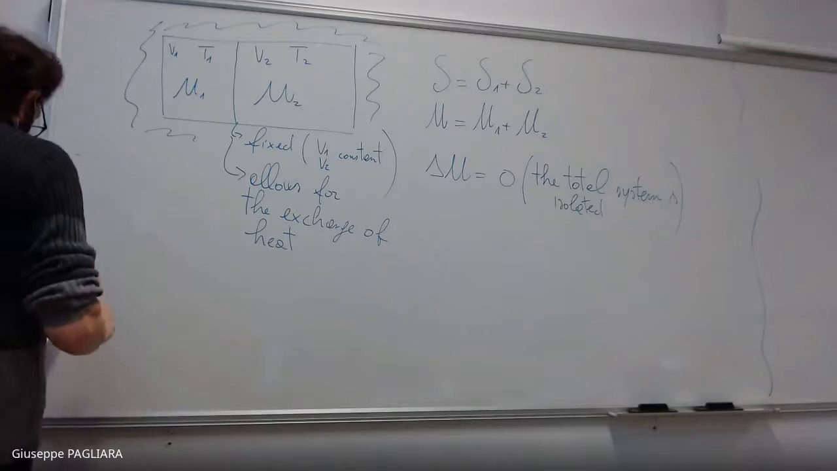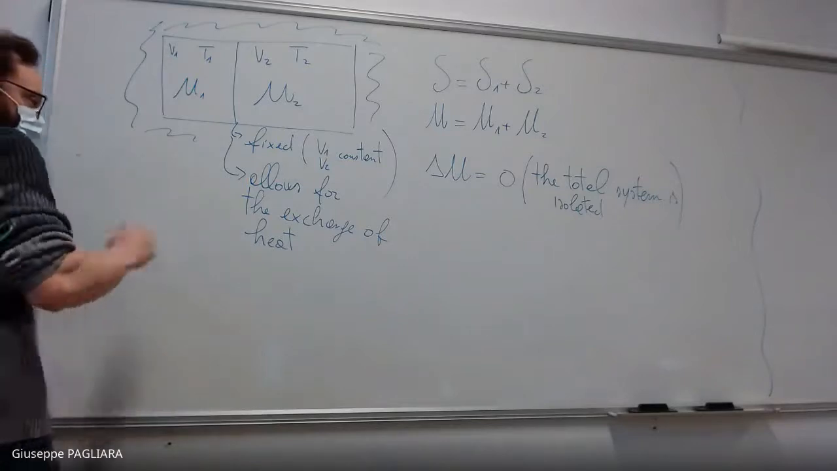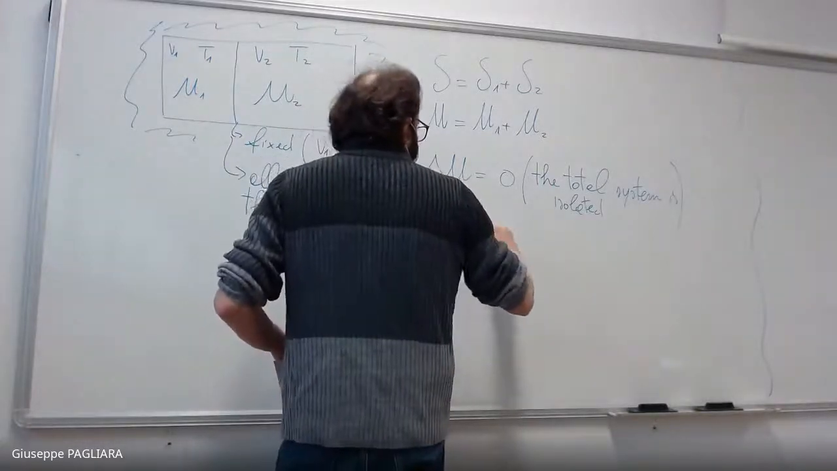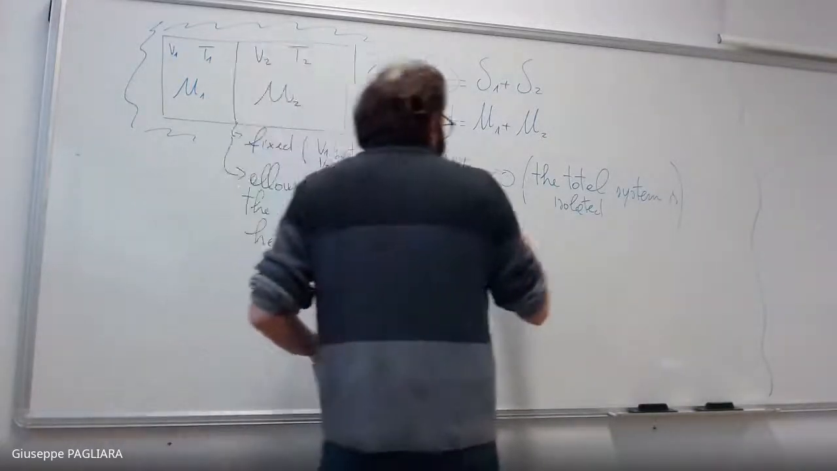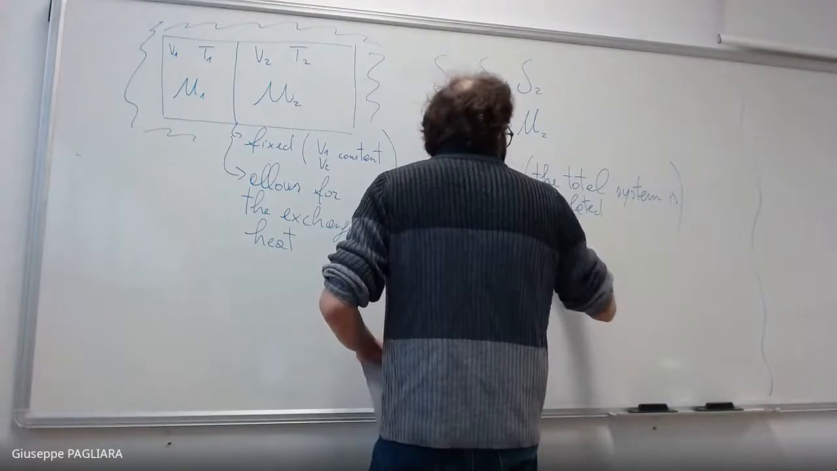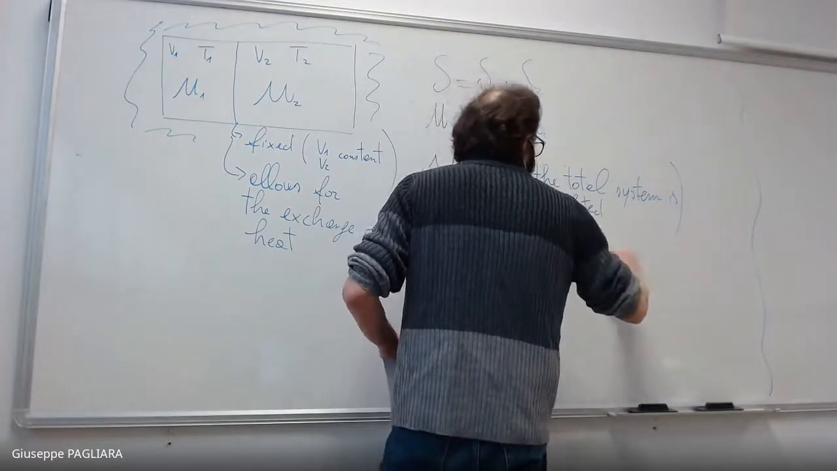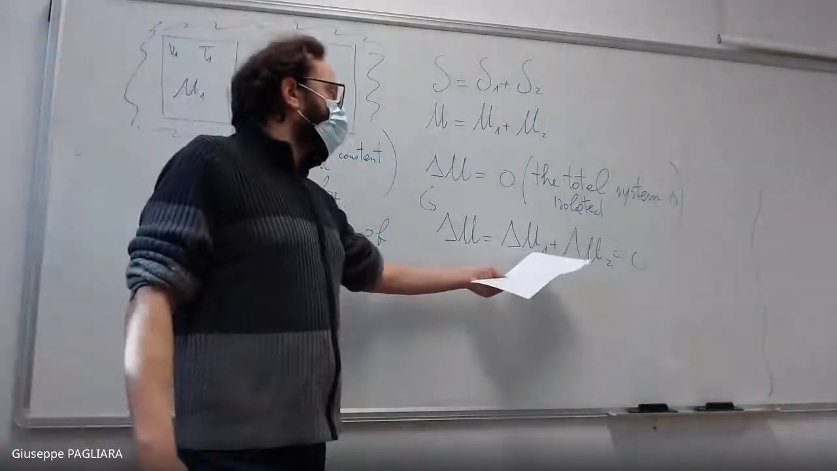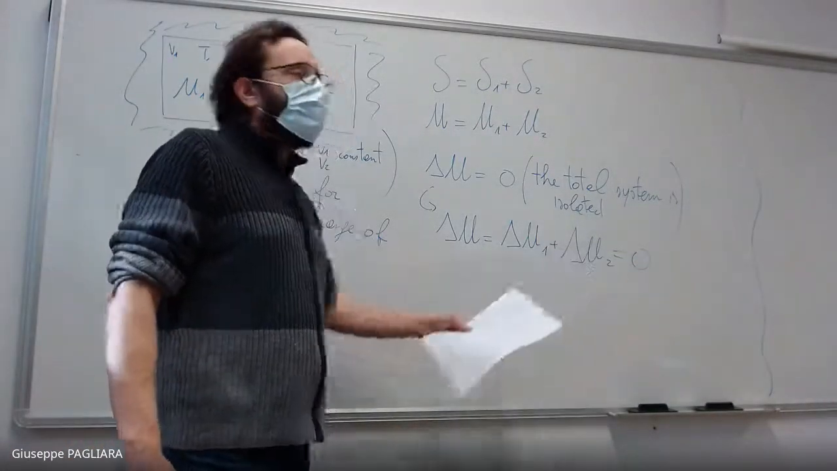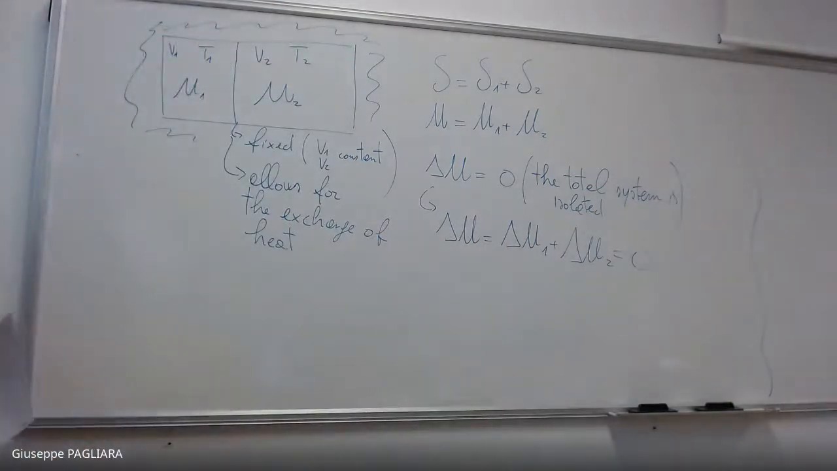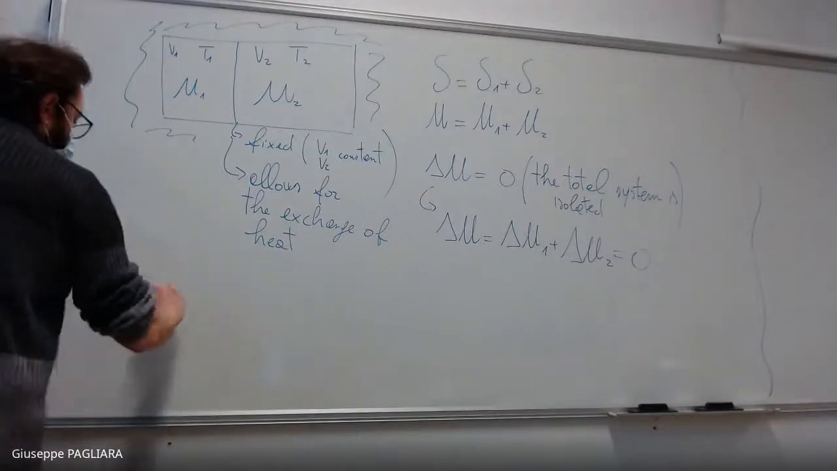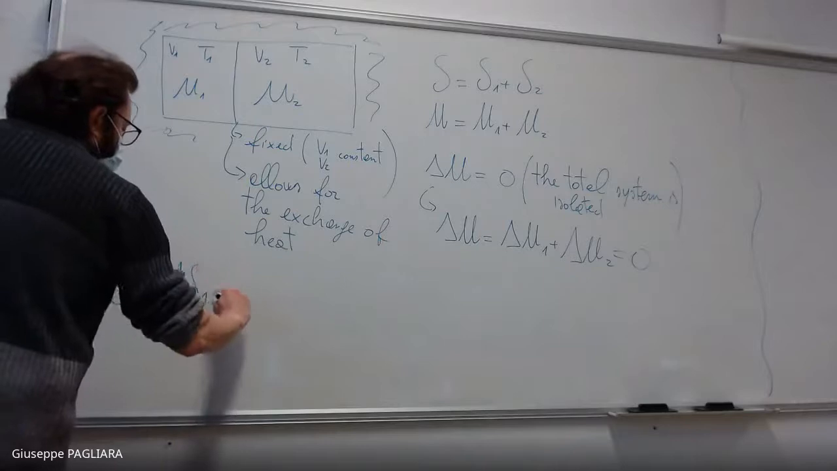And in particular, let me just derive this relation. Delta U is actually delta U1 plus delta U2, and this is equal to 0, which tells me that the variation of the internal energy of system 1 must be exactly the opposite of the variation of the internal energy of system 2. Now, the delta S, the total variation of entropy, is delta S1 plus delta S2.